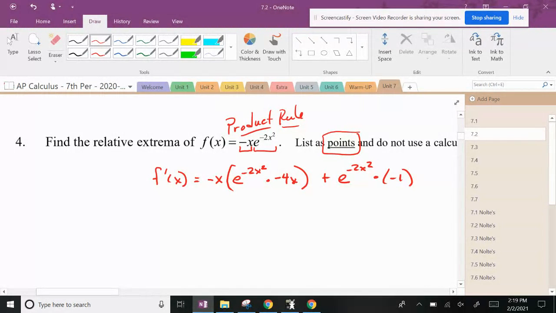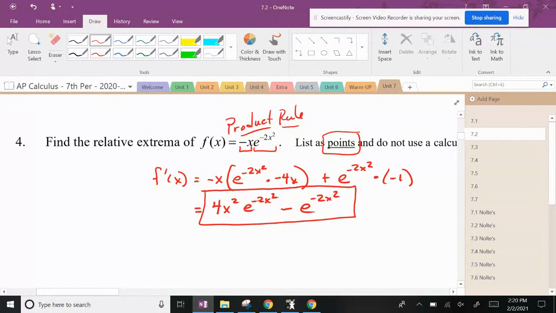Negative 1. Okay. So for me to simplify this, I have a negative x times a negative 4x on that first term. So what is negative x times negative 4x? 4x squared with my e to the negative 2x squared. And then on my second term, I have that times the negative 1. I'm just going to say minus e to the negative 2x squared. And I would call that good. Oh, that's right. Silly me. And then we have to set that equal to 0.